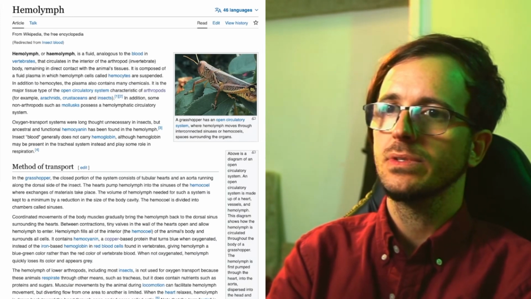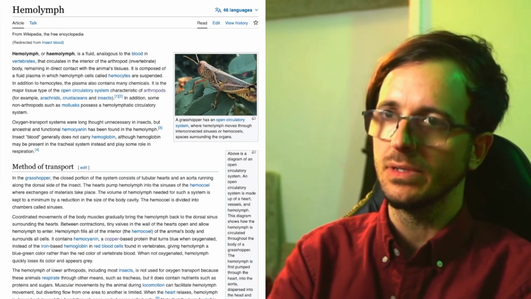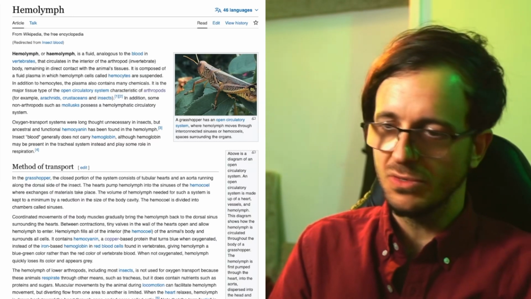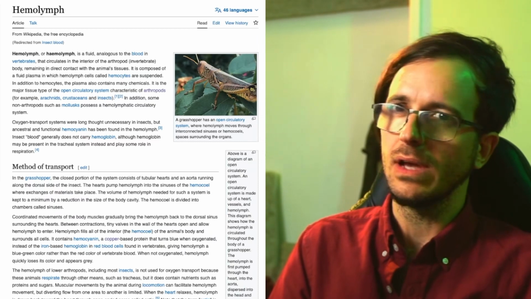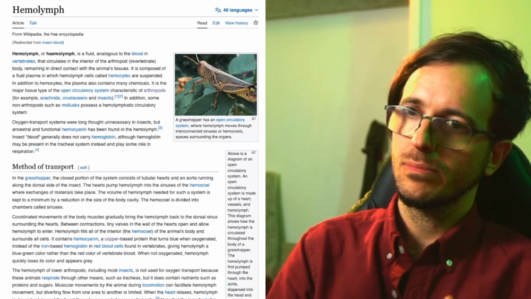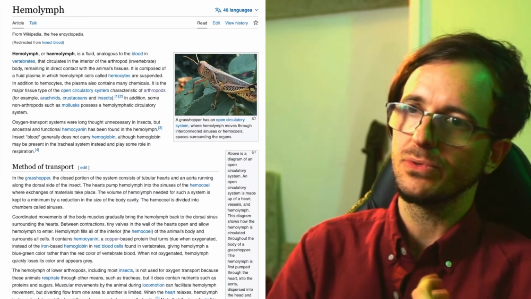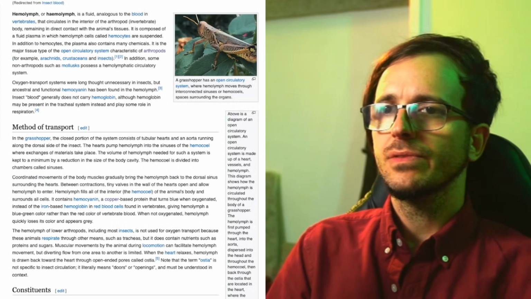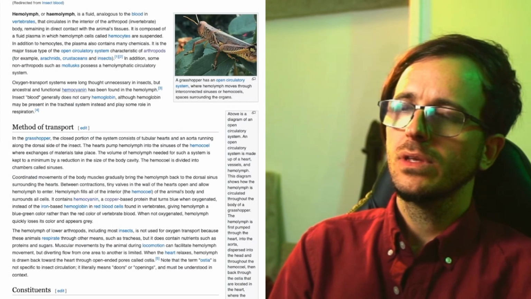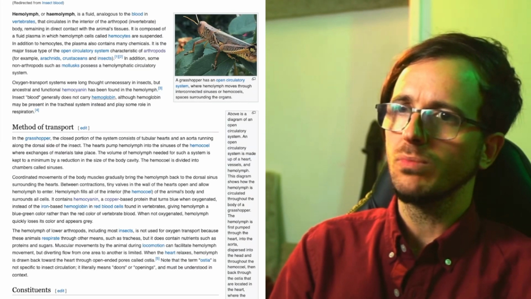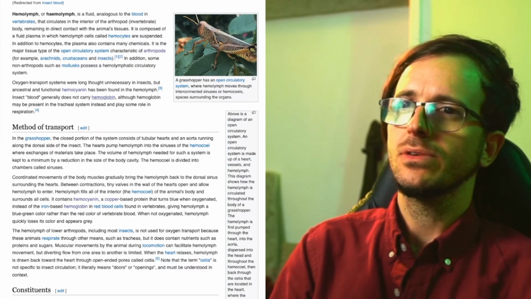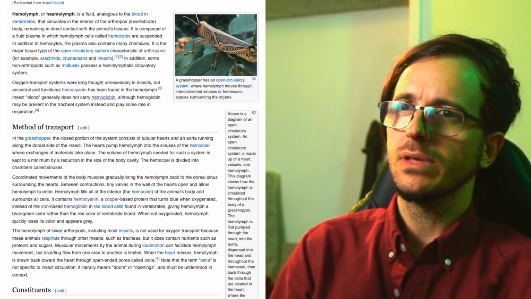Oxygen transport systems were long thought unnecessary in insects, but ancestral, because we know that a lot of insects breathe through ducts within their abdomen, I believe. Obviously, they don't have the standard concept of what a respiratory system is for us. But ancestral and functional hemocyanin has been found in the hemolymph. Insect blood generally does not carry hemoglobin, although hemoglobin may be present in the tracheal system instead and play some role in respiration.